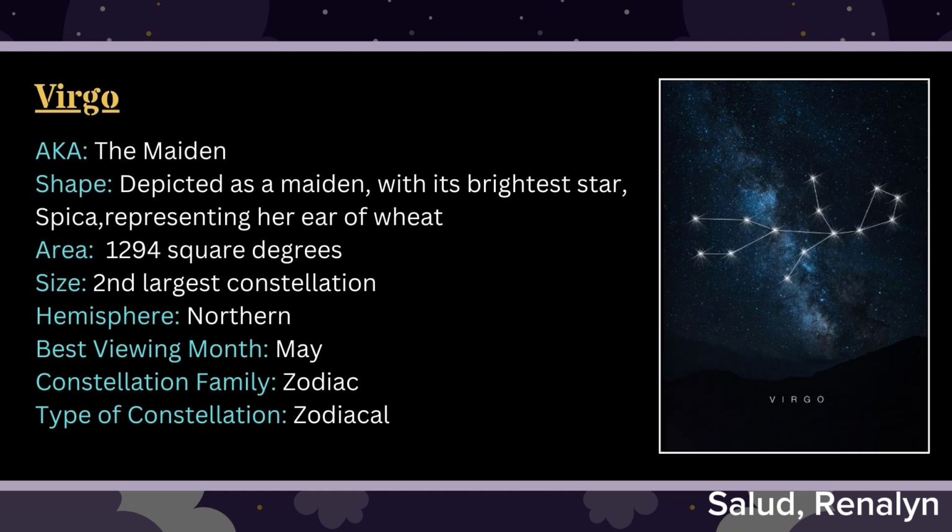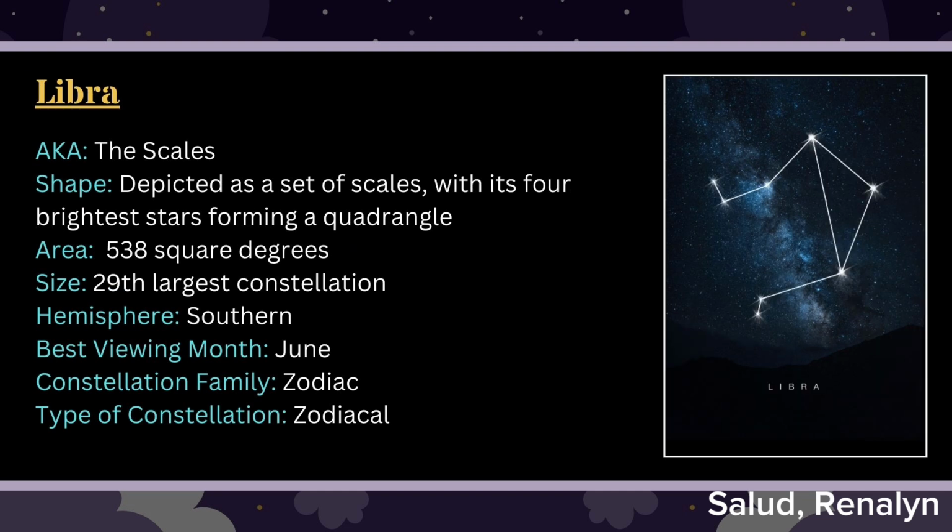Next, we have Virgo or the maiden, depicted as a maiden with its brightest star, Spica, representing her ear of wheat, with an area of 1,294 square degrees, second largest constellation found in the northern hemisphere. Its name is Latin for maiden, and its old astronomical symbol is shown. Also, its best viewing month is May, with a family of zodiac in constellation, and the type of constellation is zodiacal.